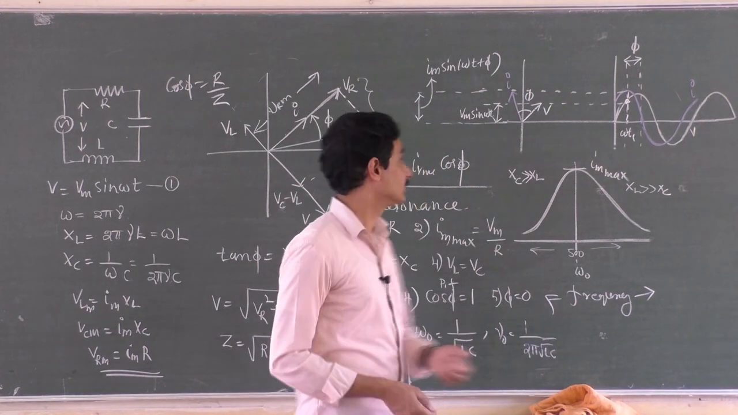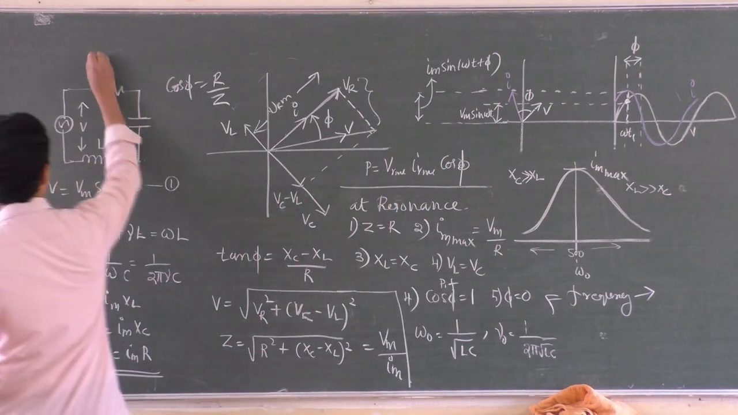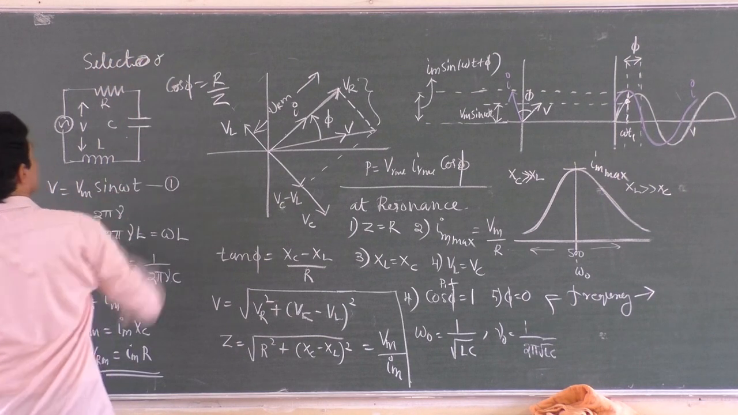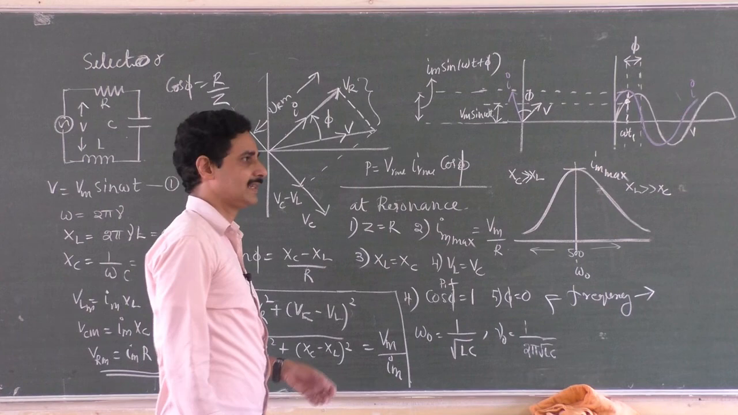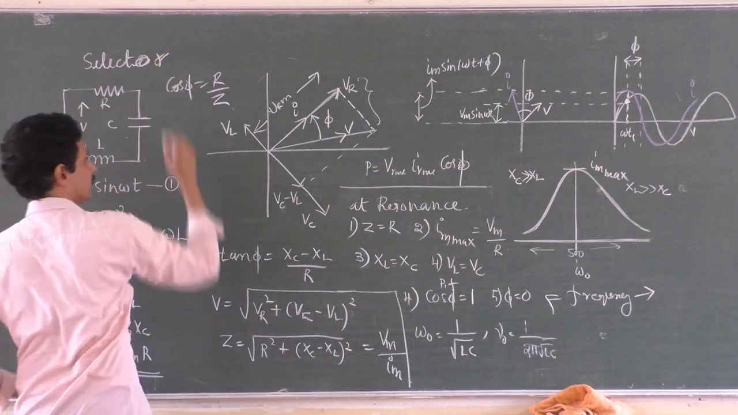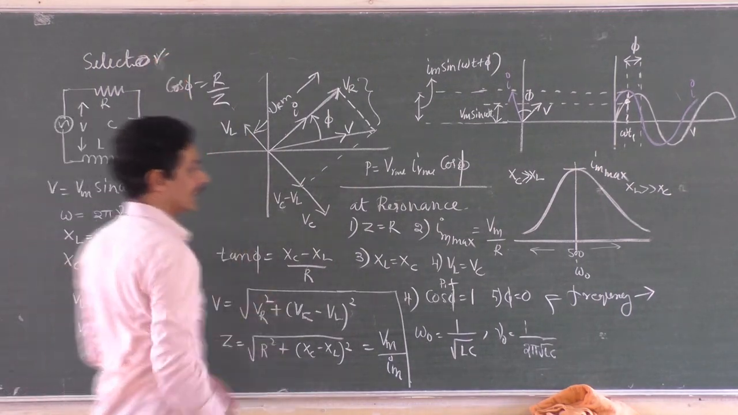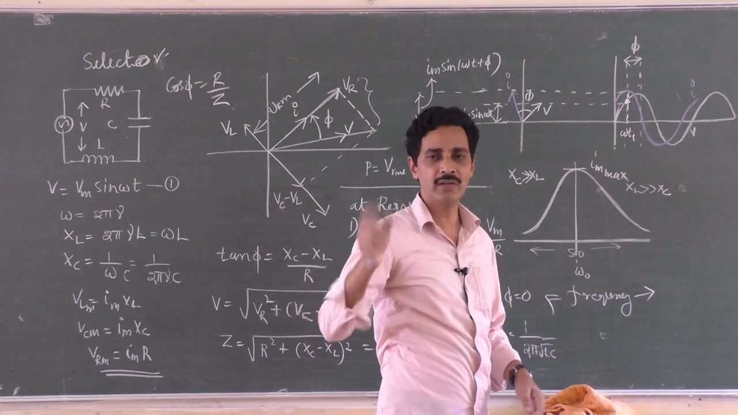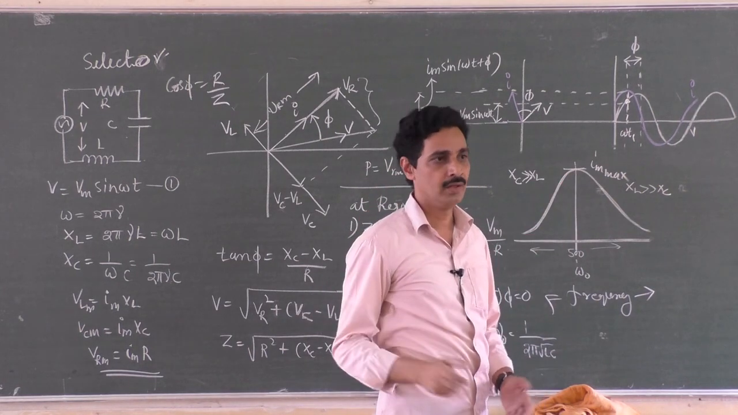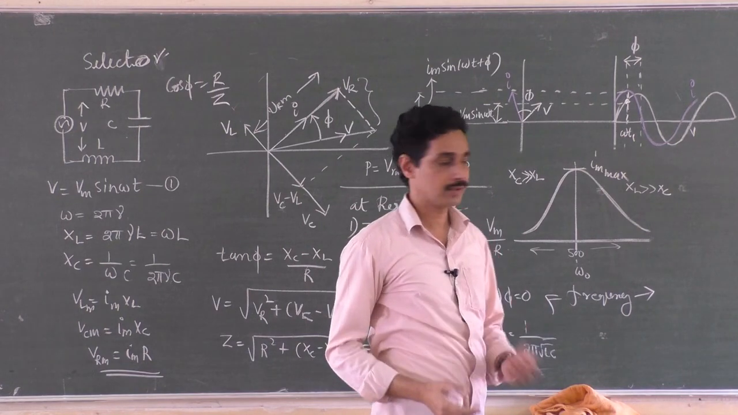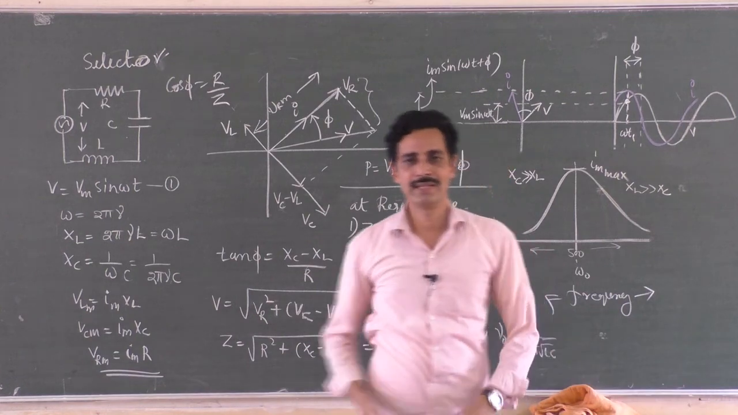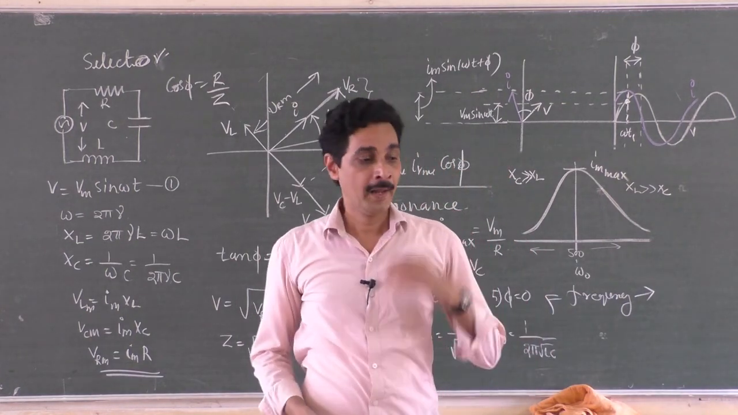So that is why it is also called a selector circuit. The series resonance circuit is also called a selector circuit. It selects the resonance frequency and rejects the other frequencies. It selects the resonance frequency means it allows a very good current to flow through the circuit. It allows the current to flow through the circuit only at resonance. It doesn't allow the current to flow at frequencies other than the resonance frequency.